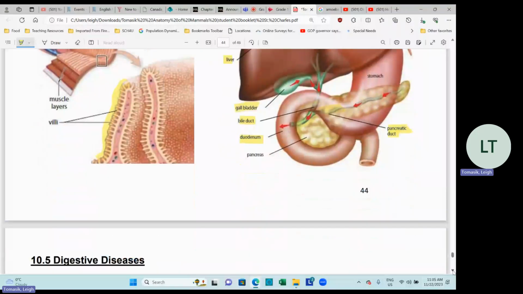So that is the end of your digestive system. And then we will have a lesson on, of course, digestive diseases and disorders.